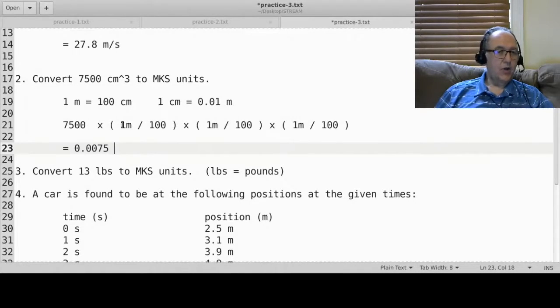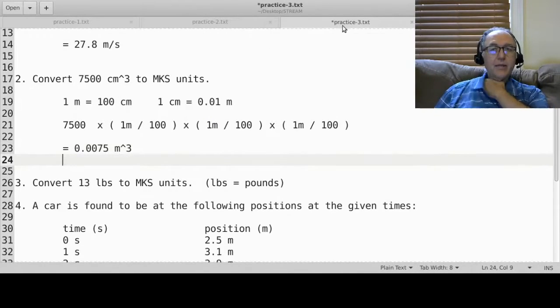All right, like that. And notice there's a meter, there's another meter, and there's another meter. So you have meter, meter, meter, and 3 meters is meters cubed. And that's your answer. Okay, let me take a look here in the chat, see if there are any questions.